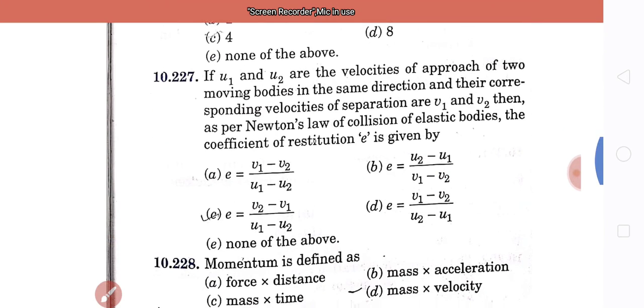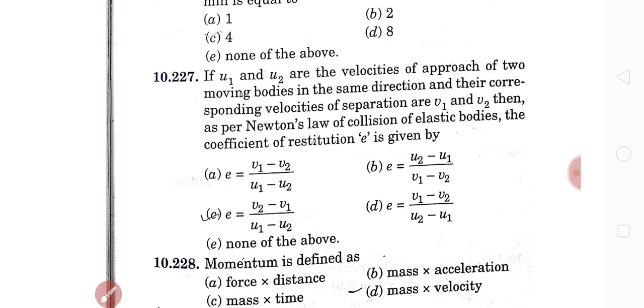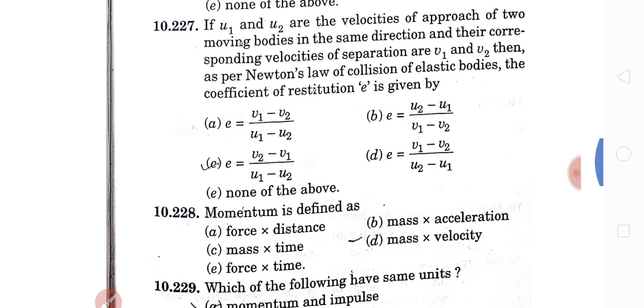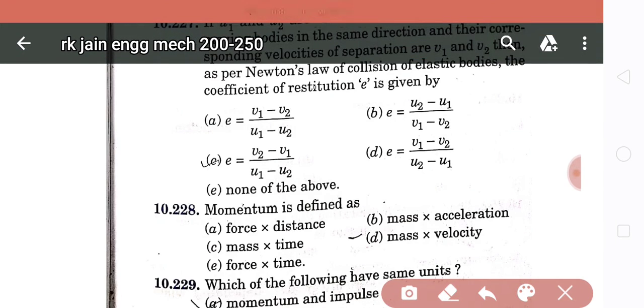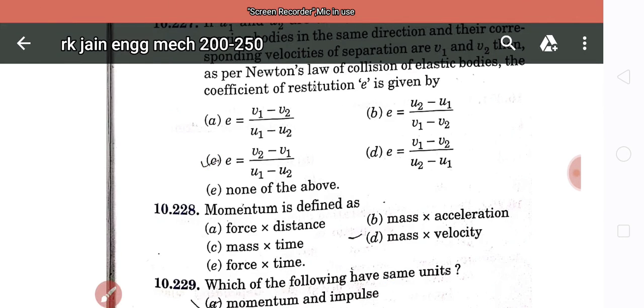Next question. If u1 and u2 are the velocities of approach of two moving bodies in the same direction and their corresponding velocities of separation are v1 and v2, then as per Newton's law of collision of elastic bodies, the coefficient of restitution e is given by? We know that coefficient of restitution is relative velocity of separation by relative velocity of approach. Answer will be C, (v2 minus v1) by (u1 minus u2).